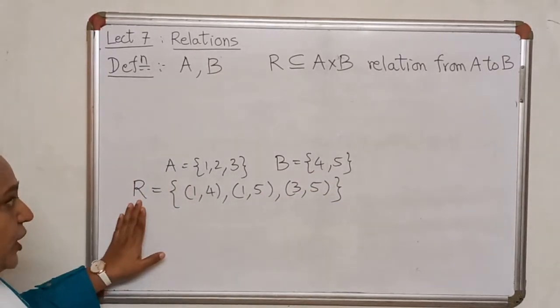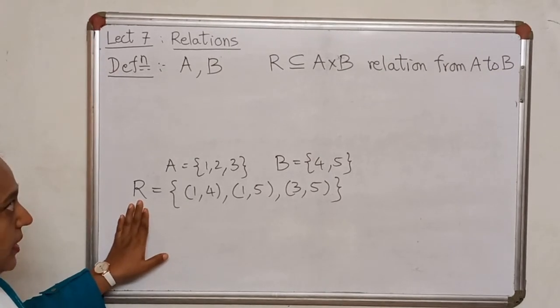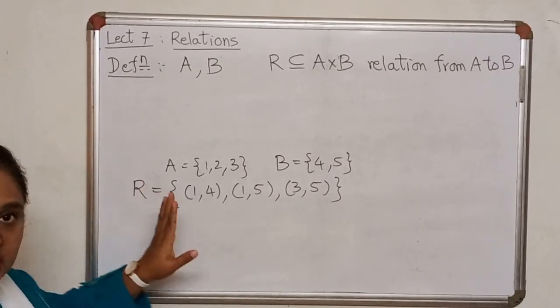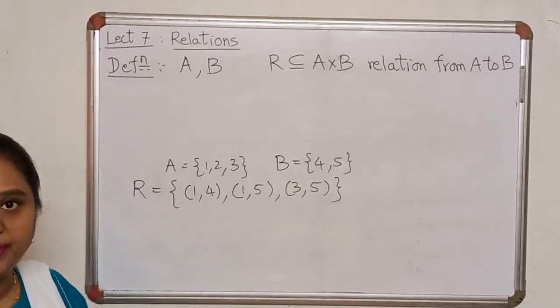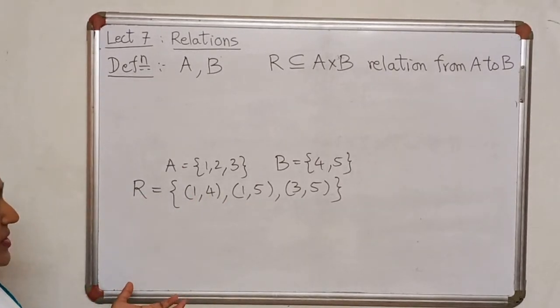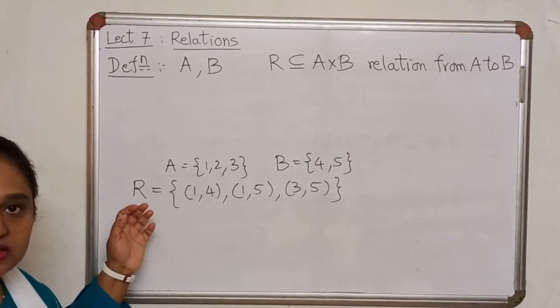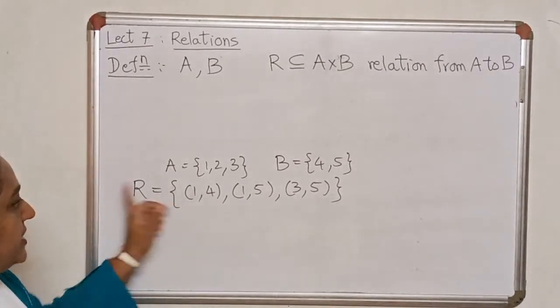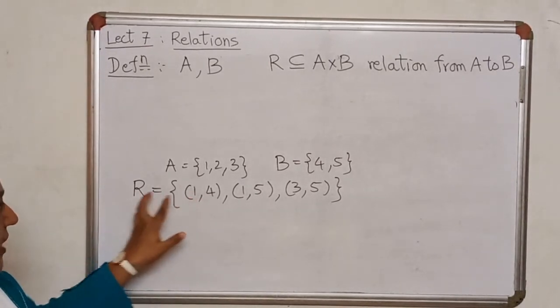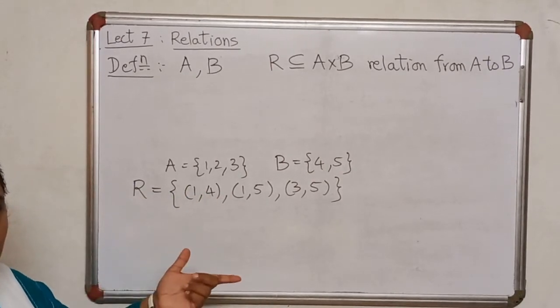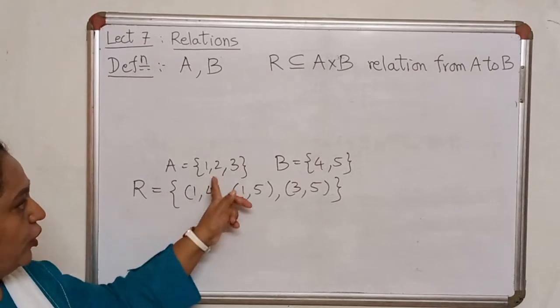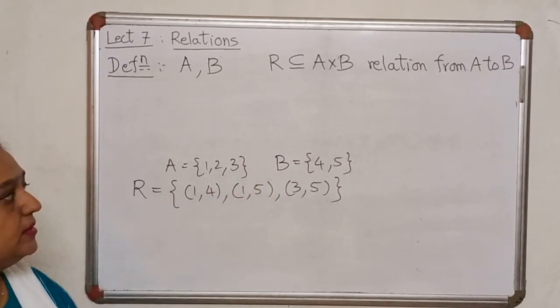So let me take this particular subset of A cross B. Remember, because R is a subset of A cross B, elements of R are also going to be ordered pairs. Now, because it's a subset, it may contain some ordered pairs and some ordered pairs may be missing from here. You'll notice that (1,4) is there, (1,5) is there. However, which are the ordered pairs that are missing? (2,4), (2,5) and (3,4).